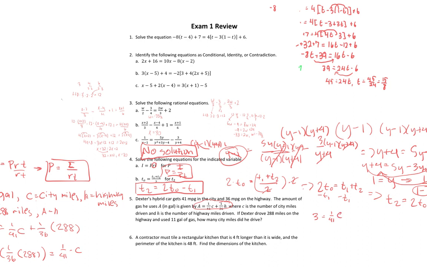So then we can multiply 41 on both sides, right? To get rid of that 1 over 41. And then we'll be left with C is equal to 123 miles. And so we'll say Dexter drove 123 miles in the city.